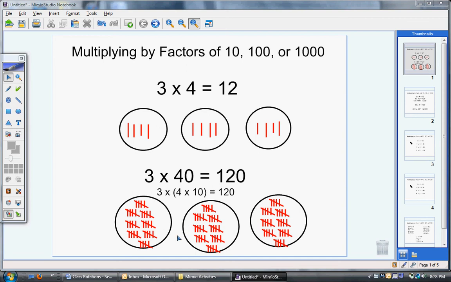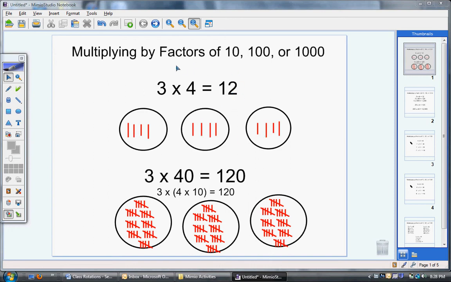Today we're going to talk about how knowing your basic facts can really help you when multiplying bigger numbers. We should know by now 3 times 4 equals 12. I've shown it in a picture down here. 3 times 4 is saying that if I have 3 groups and each group has 4 in it, I should have a total of 12 tallies. So there's my 3 groups. Each group has 4 tallies in it, so it's a total of 12 tallies.